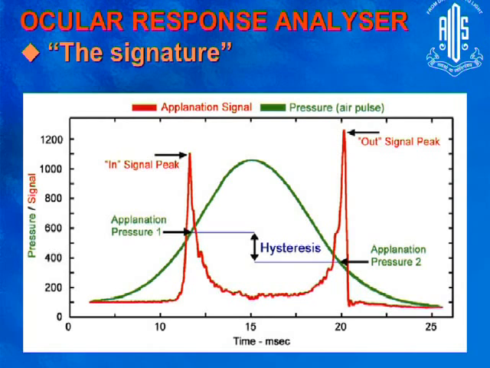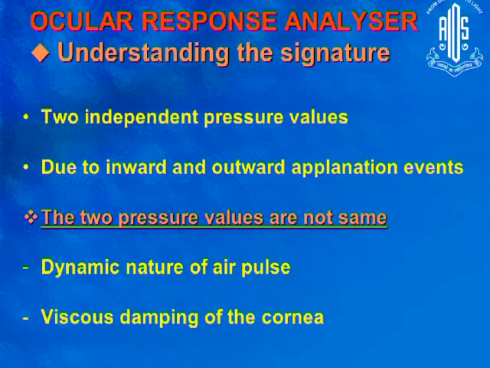The difference between these two pressure waves gives us what is known as the corneal hysteresis. It is not only the difference between the pressure waves which we notice, but we should also notice what is known as the signature. That is, how the pressure waves look, how is the peak, how is the amplitude. So we get two independent pressure values. This is due to the inward and outward applanation events.